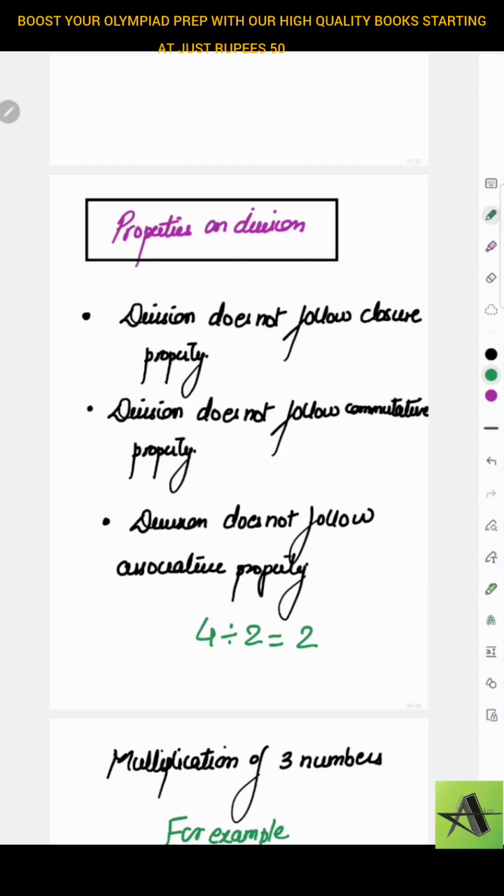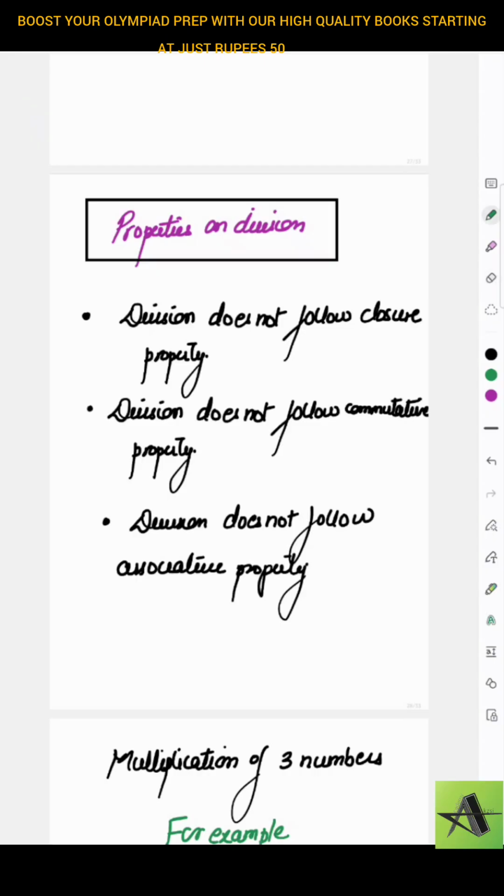But what if I reverse it, 2 divided by 4? Then this will give you half, or 0.5, as the answer, and 0.5 is not an integer. So obviously, on dividing two integers, I'm not getting an integer, hence it doesn't follow the closure property. Moving on to the next one, division doesn't follow the commutative property. Commutative property, which I just explained: on changing the order of the integers, if the answer is still the same, then we can say it follows the commutative property.